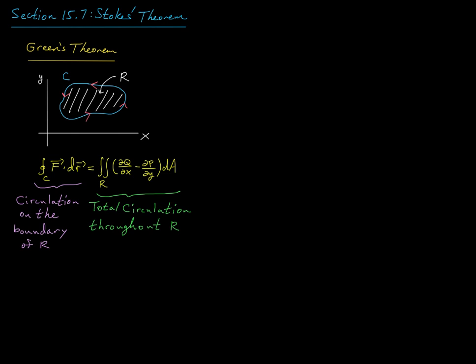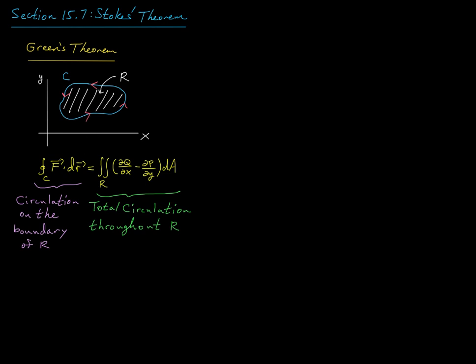And so if I sum up all these little instantaneous circulations throughout the region R, that's going to give me the total circulation throughout the region. And Green's theorem says that that total circulation is equal to the circulation of the vector field that's happening out here on the boundary curve. That's what this line integral over this boundary curve C is measuring off here on the left.